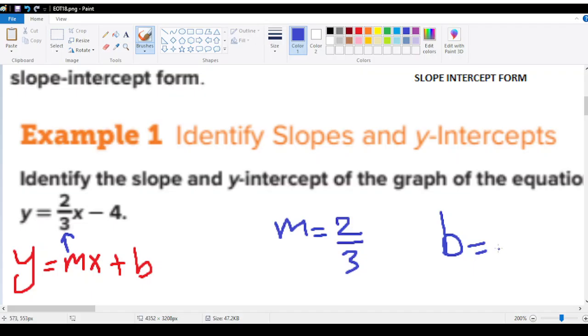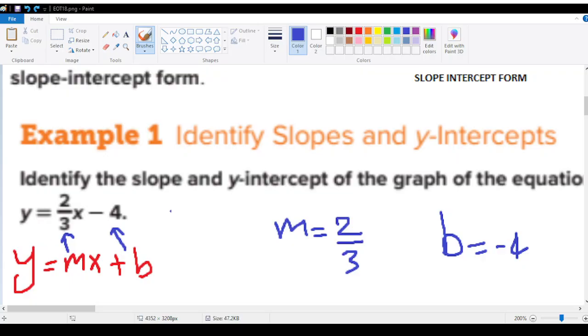Minus 4. That's correct. Some of the students will say 4. 4 is not correct. You have to compare it fully. You have to look here. So the y-intercept is what? How much is the y-intercept, Shamsa? It's minus 4. That's correct.